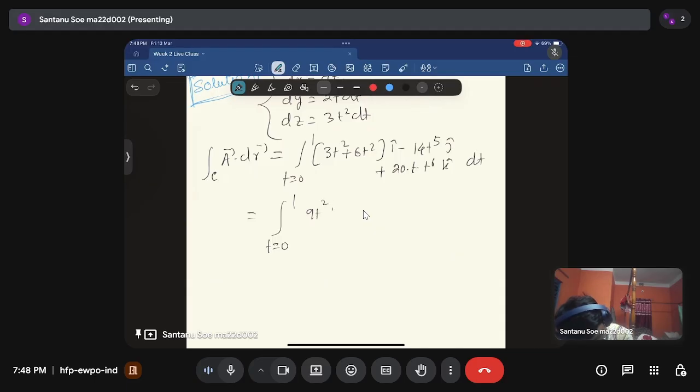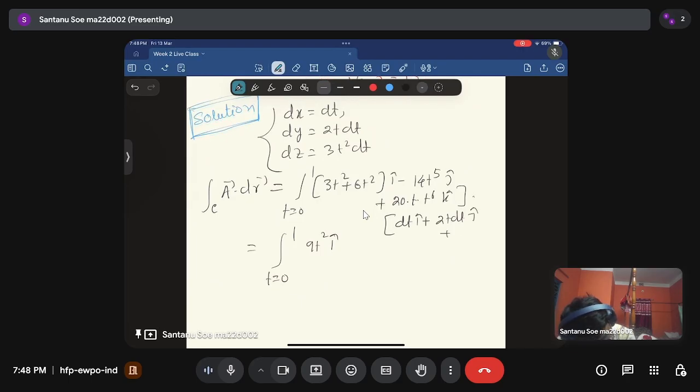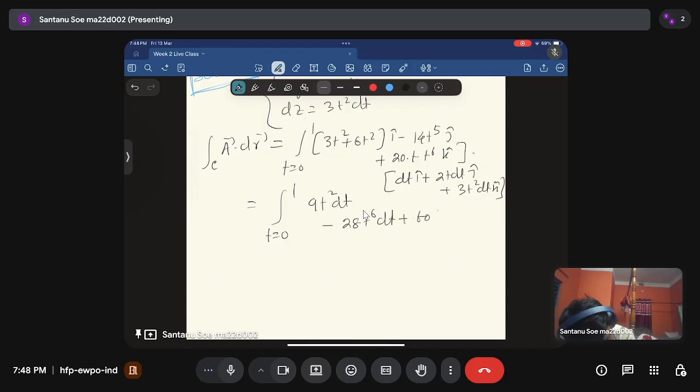So this is 9t square i cap. Sorry, this is not tt, dt. So this will be another dx into i cap plus 2t dt into j cap plus 3t square dt into k cap. Okay, so this will be 9t square dt minus 28 t to the power 6 dt plus 60 t to the power 9 dt.